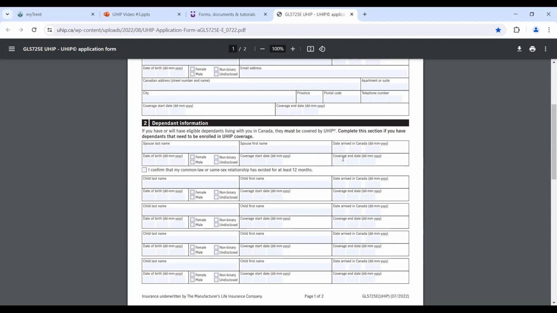If your dependents get UHIP or leave Canada for an extended period of time, please email uhip@trentu.ca as soon as this information is received. Then we can cancel your dependent's UHIP coverage and possibly offer a prorated refund.